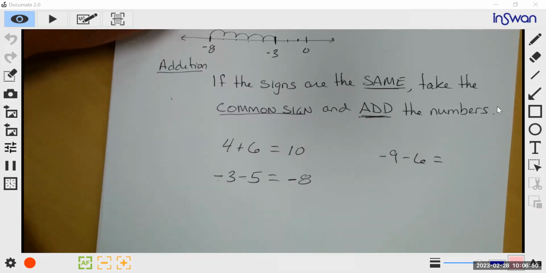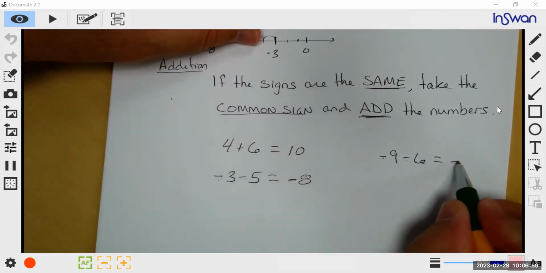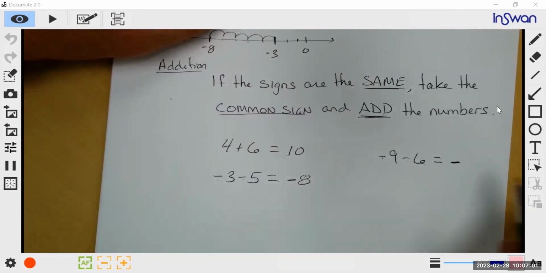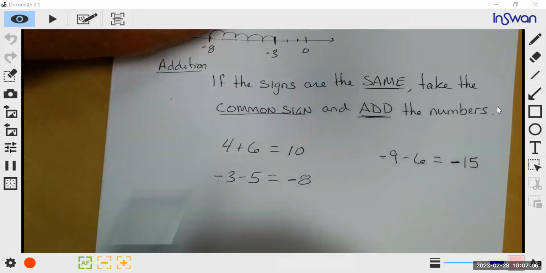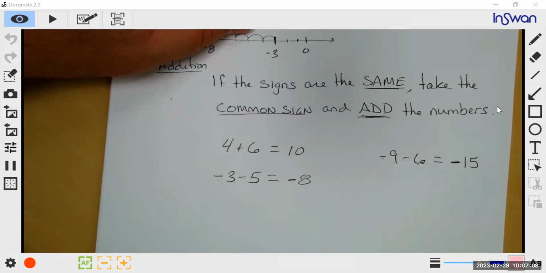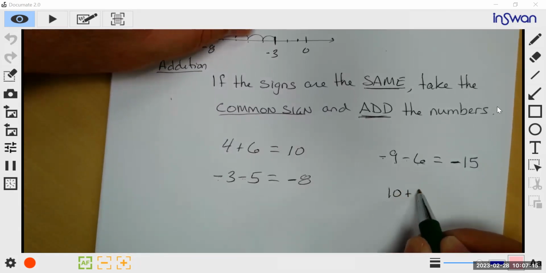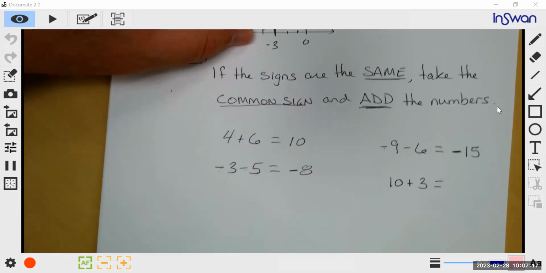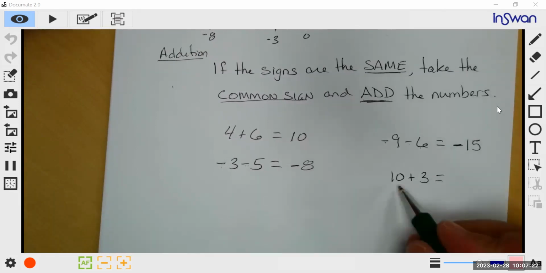-9 minus 6. Again, ask yourself, is the answer going to be positive or negative? Since they're both negative, the answer is negative. 9 plus 6 is 15. So the answer is -15. 10 plus 3. Answer positive or negative? 10 plus 3 is?